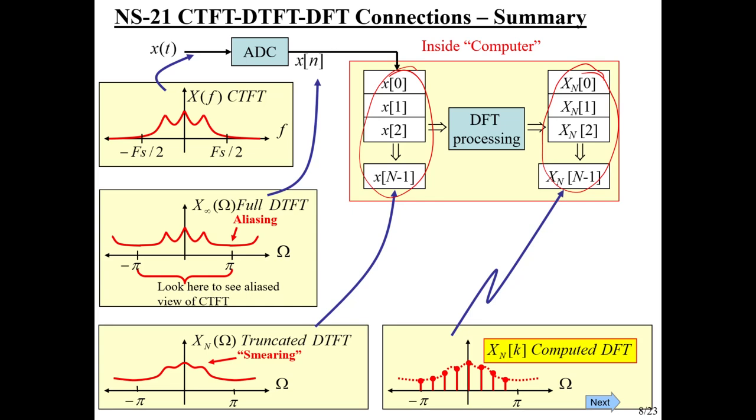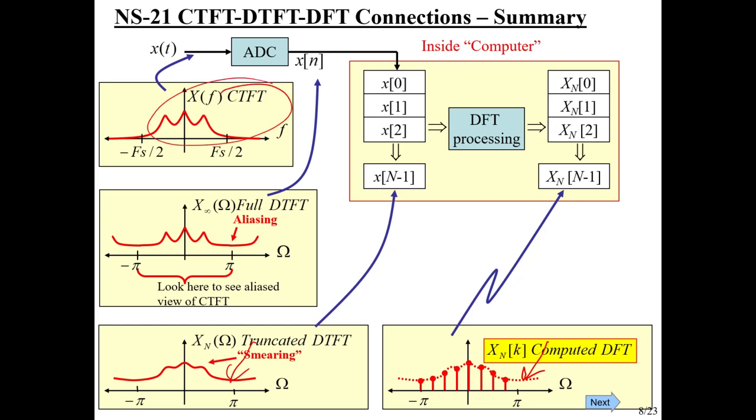So here's the important point. I said, here's an important point, and then I never said it. Here is the important point. These dots that correspond to the values of the DFT lie on this DTFT, the smeared DTFT of the truncated signal. So that's what this dashed curve is here. It's this, okay?